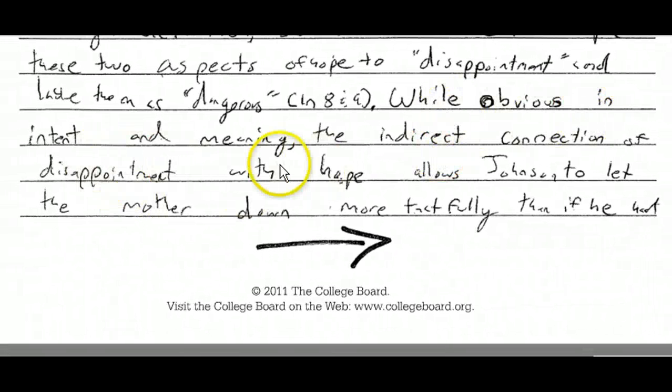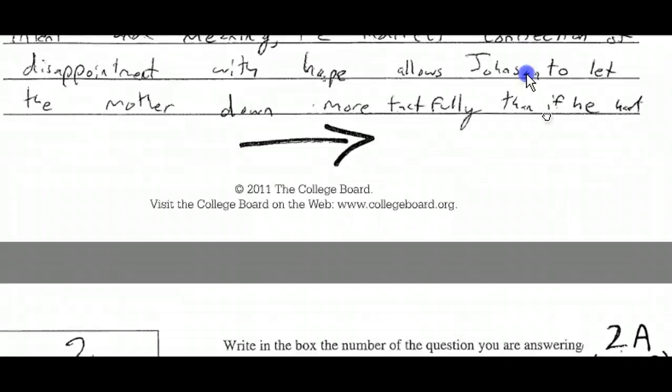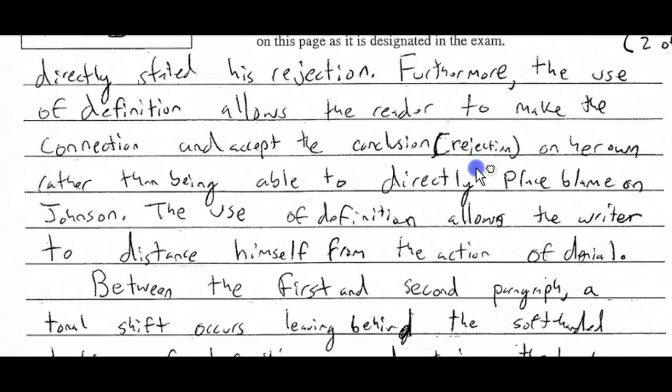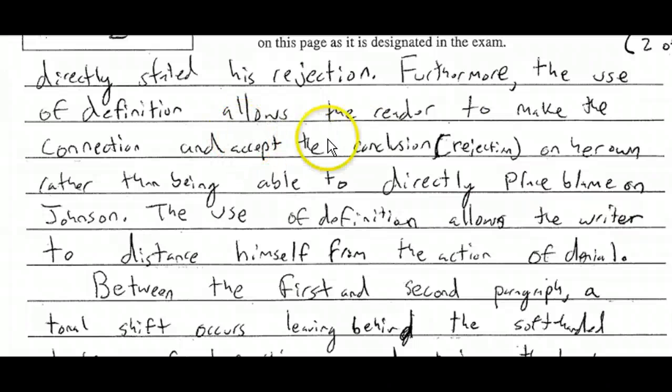While obvious in intent and meaning, the indirect connection of disappointment with hope allows Johnson to let the mother down more tactfully than if he directly stated his rejection. Furthermore, the use of definition allows the reader to make the connection and accept the conclusion, rejection, on her own rather than being able to directly place blame on Johnson. The use of definition allows the writer to distance himself from the action of denial. Notice, this is not summary. This student writer is doing a great job of writing about how this author uses the strategies he uses to affect the audience. That's what we're going for.